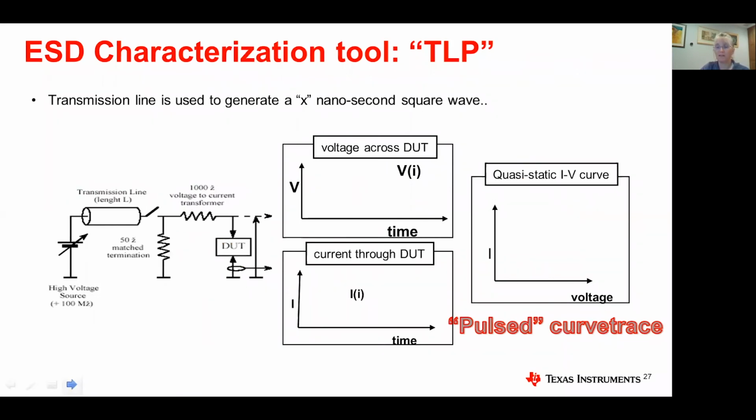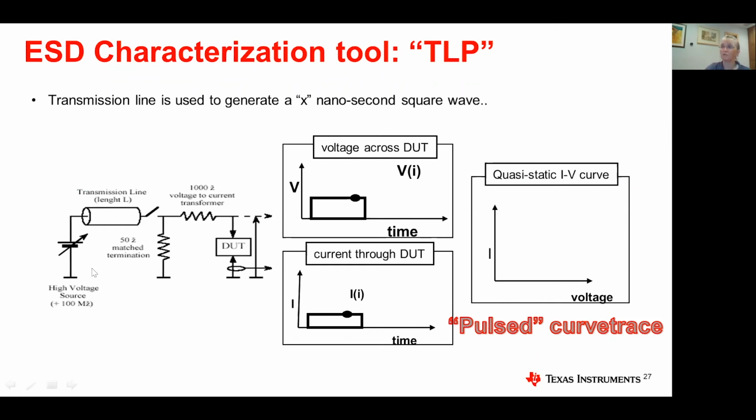Because of that uniqueness of the short, sharp duration and high current, there's also specialized equipment to help us characterize components and provide models under ESD stress. The most commonly used is a transmission line pulse, where we use a transmission line of a given length. The length relates to the length of the pulse, so different transmission lines are used for different pulse widths. But the most commonly used length gives rise to a 100 nanosecond pulse.